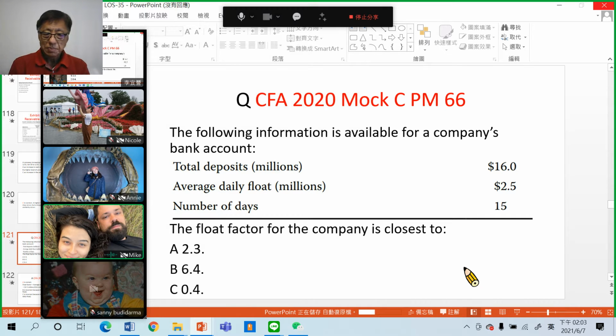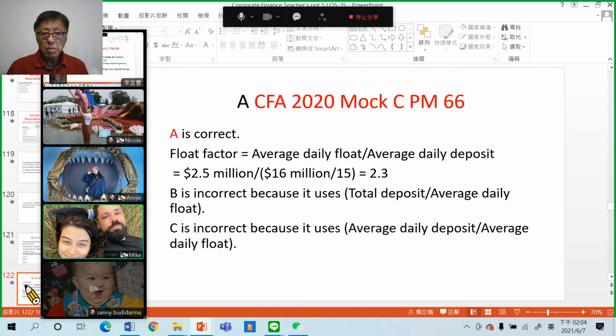Okay, so again, the formula is very simple. We have the average daily float divided by the total deposit divided by the number of days, which means that we will divide, first of all, 16 million by 15, which will give us 1.067. And then we will divide the average daily float of 2.5 million by this number. So 2.5 million divided by 1.067 gives us a result of 2.343. This is closest to answer A, which is 2.3. So in this case, A would be the correct answer. That's very good. Thank you.